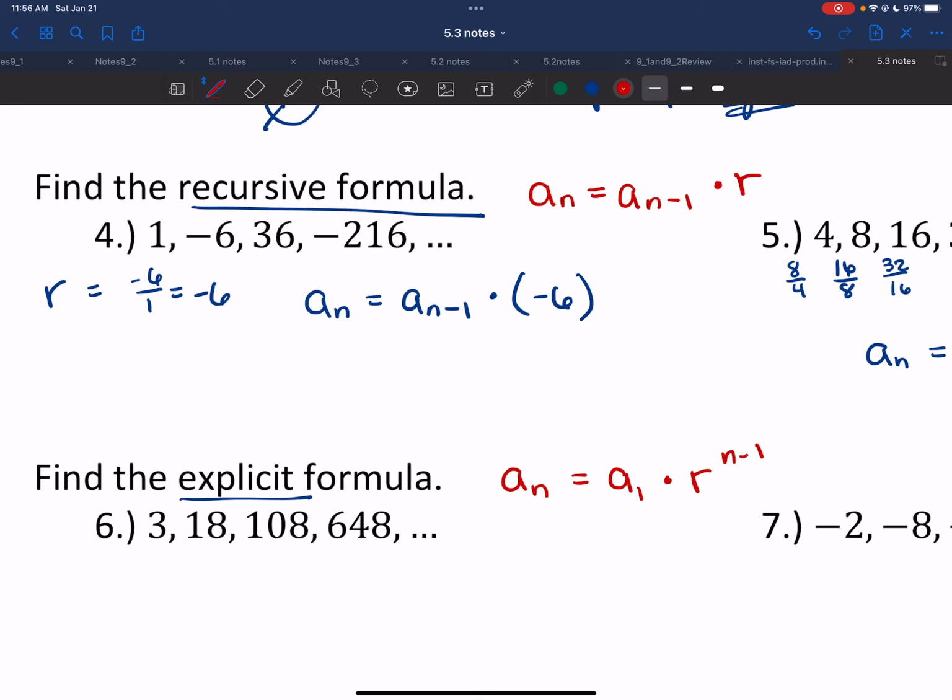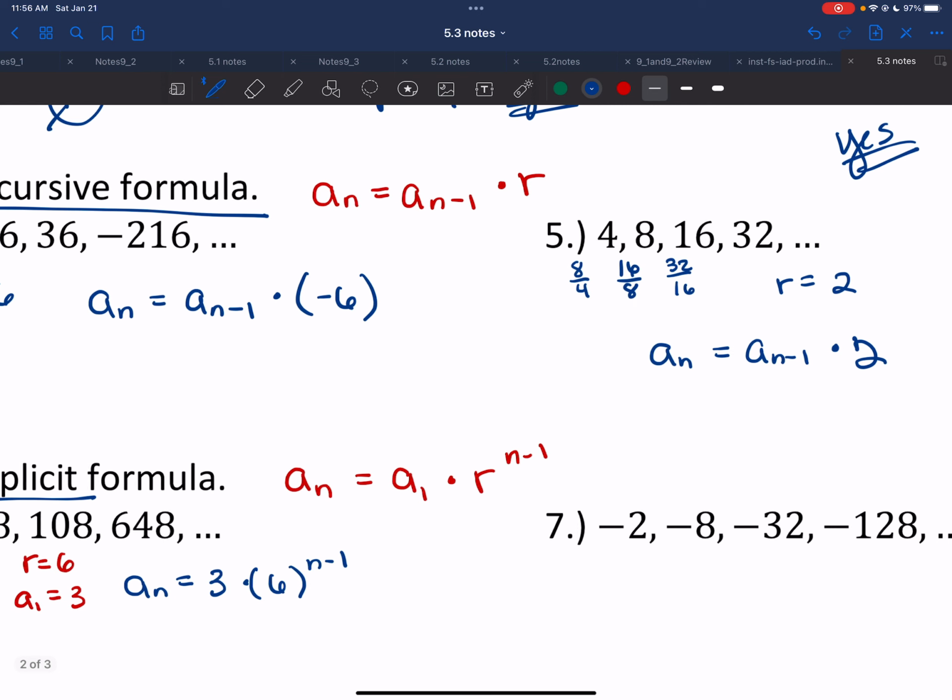So let's go ahead and take a look at number 6. In number 6, I have 18 divided by 3 gives me 6. 108 divided by 18 also gives me 6. So my r is equal to 6. My first term, a_1, is 3. So let's go ahead and write our equation. a_n equals 3 times 6 to the n minus 1.